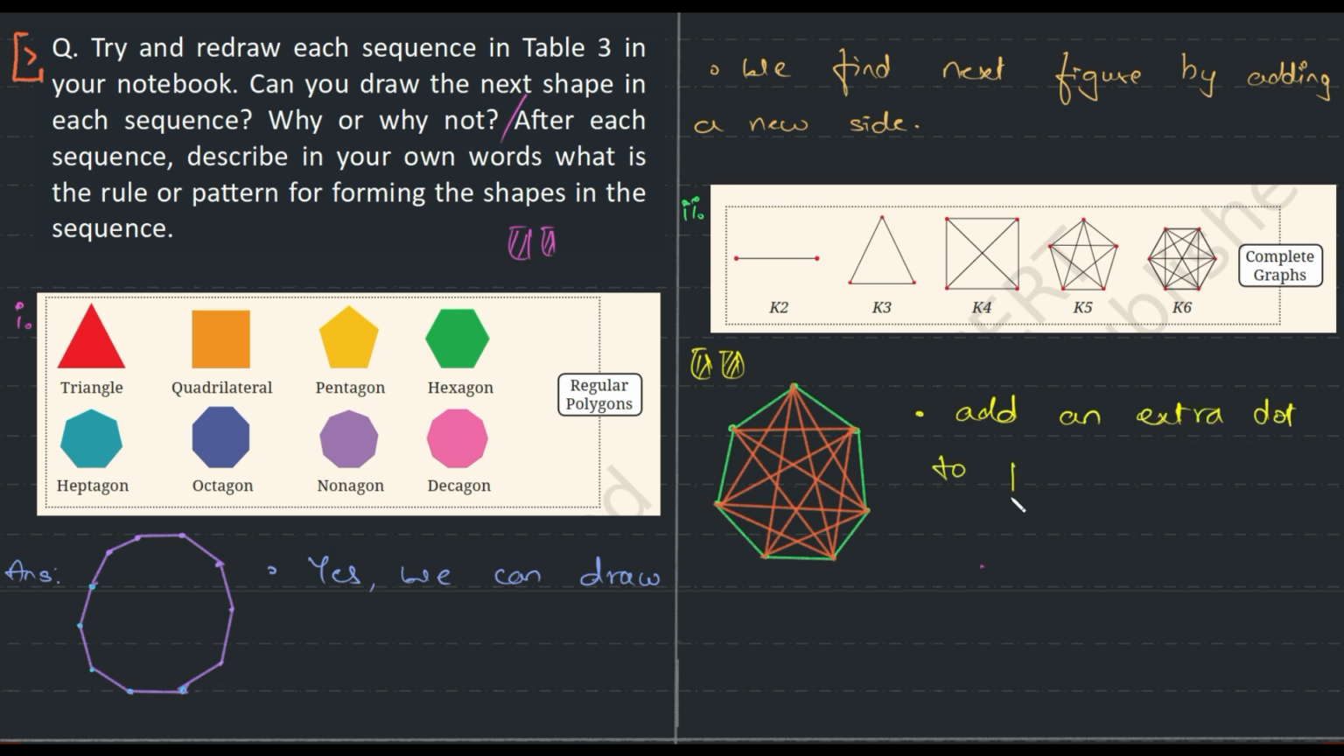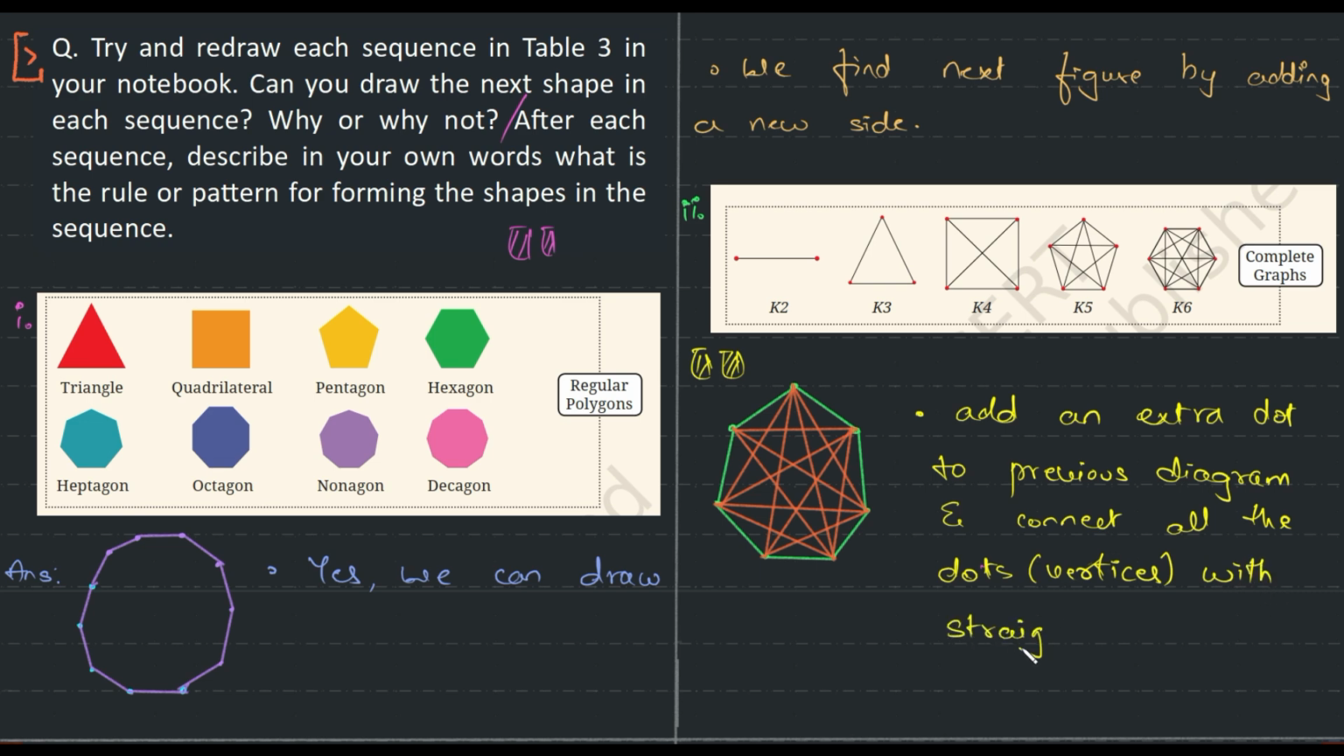dot to previous diagram and connect all the dots. Dots are here, vertices over here. Hopefully, vertices is your plural form with straight lines.